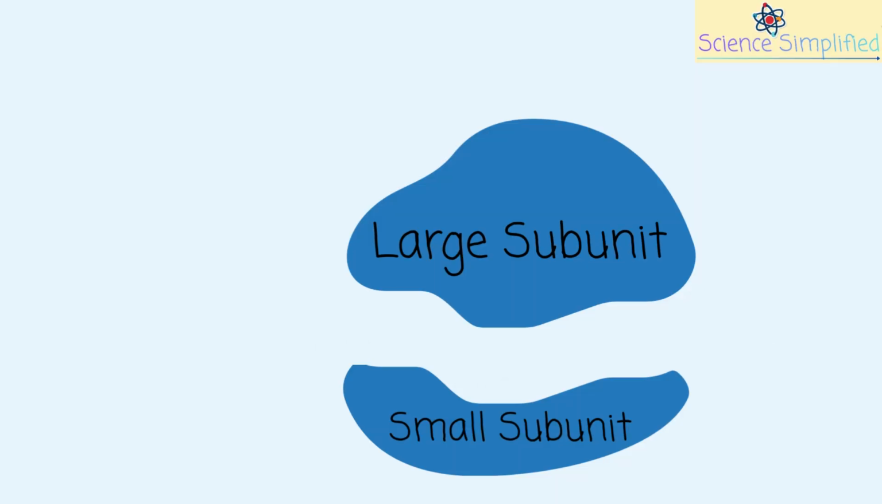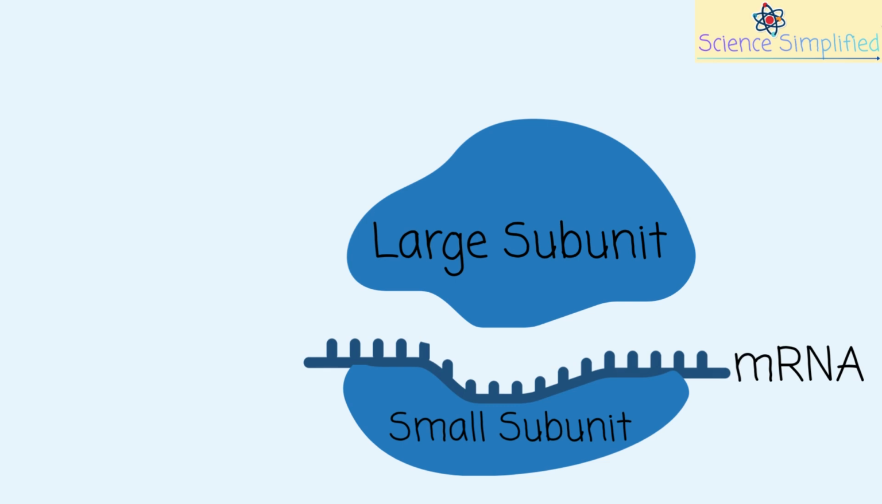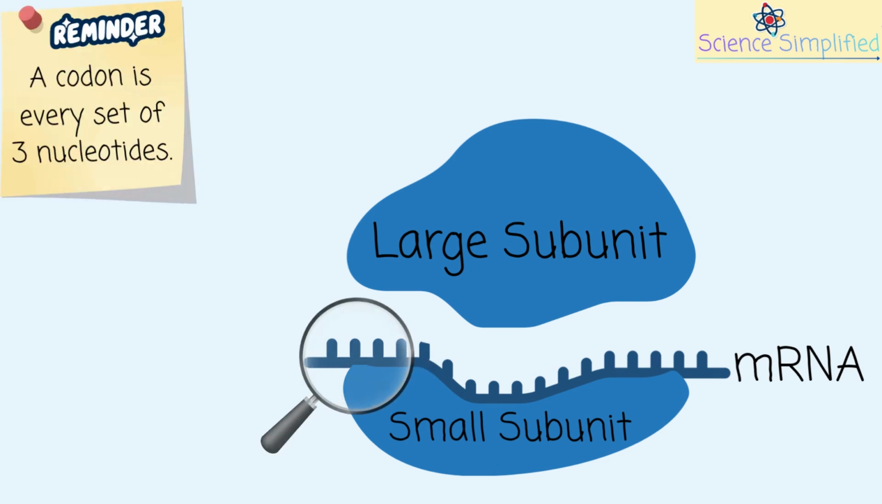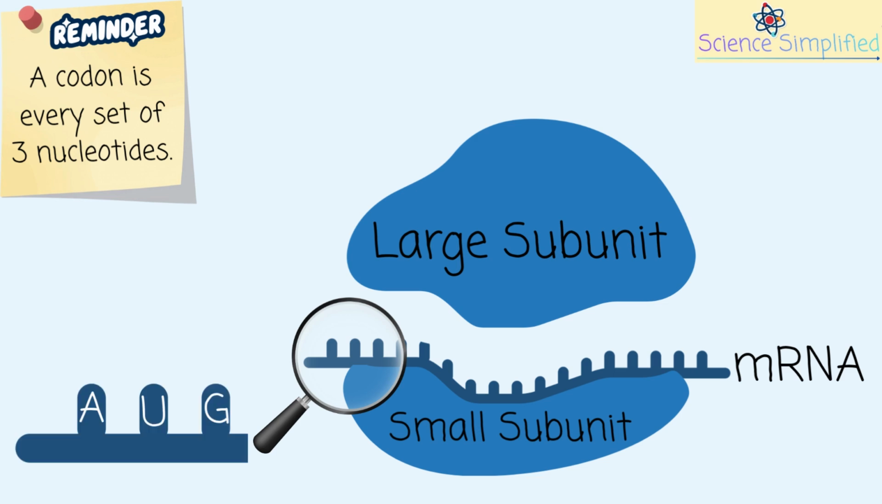When the mRNA strand arrives at this organelle, it attaches to the bottom, small subunit of the ribosome, and the start codon of the mRNA is located. The start codon is almost always in the sequence AUG, which codes for the amino acid methionine.